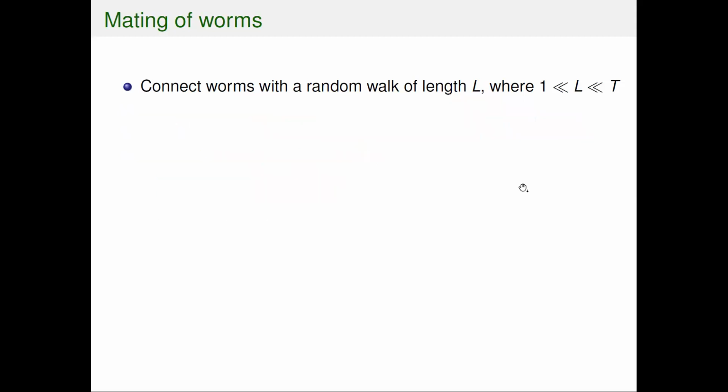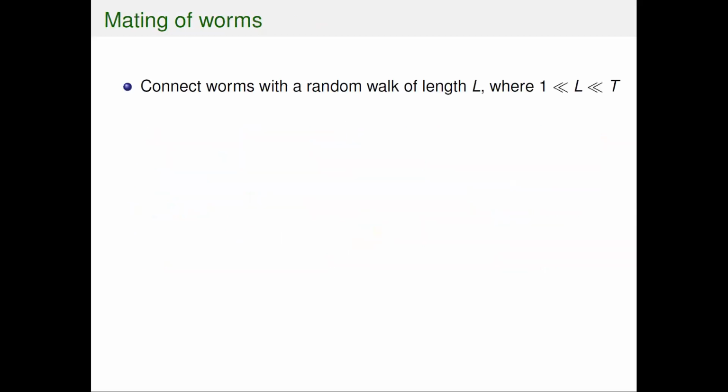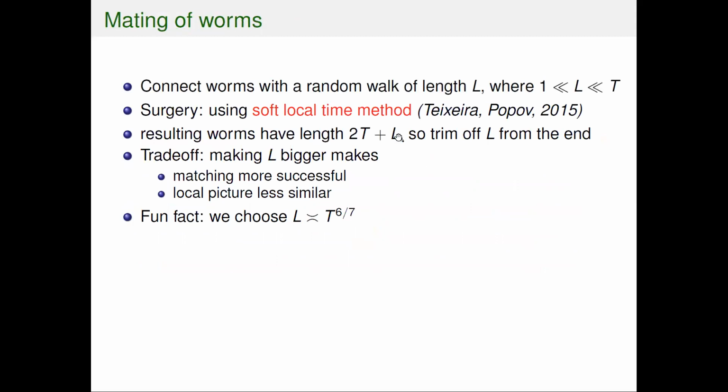I mean, the local picture. So if you remember, you started from these guys of length T, and then you ended up with these guys of length 2T, and you want them to look locally similar. And if L is big, then because of these surgeries, it's not going to be that similar. So one has to find the optimal value of L, and this is just a fun fact. So this is how you have to choose. In our paper, this is how we choose L as a function of T.